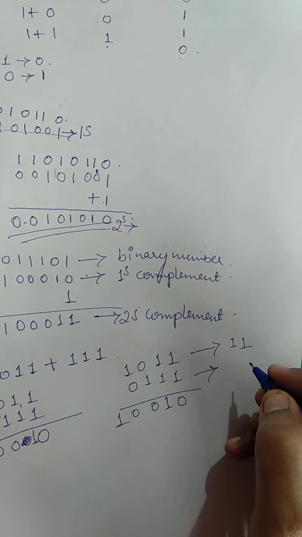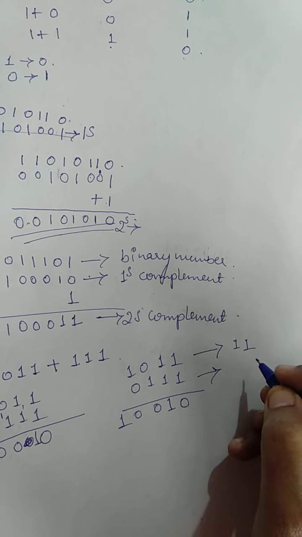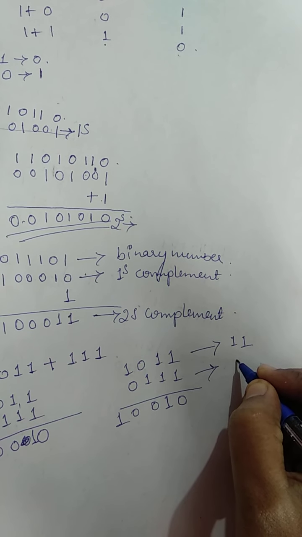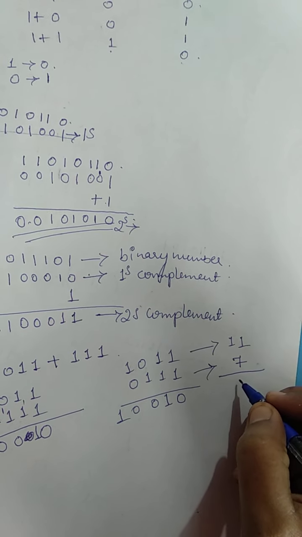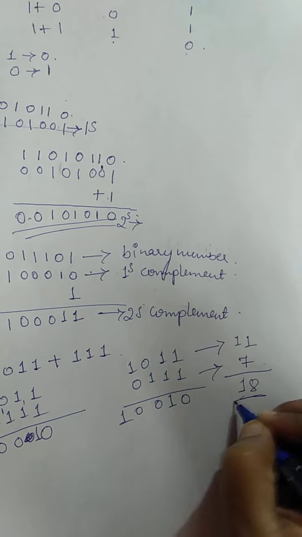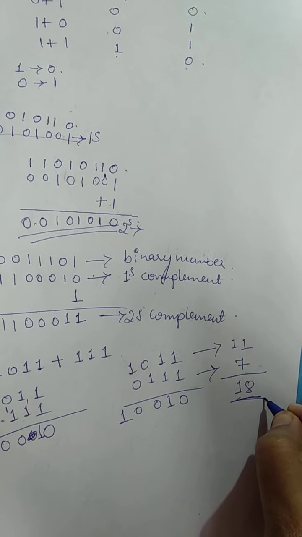Then 0111. The value of the decimal number is 7. Then 11 plus 7 is 18. So 18 is the answer in decimal.